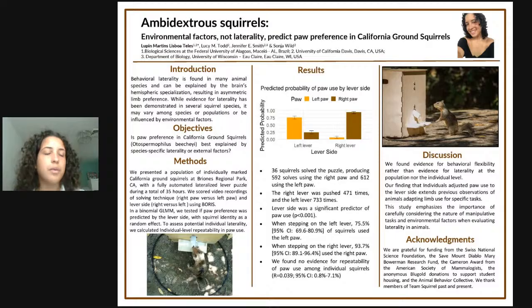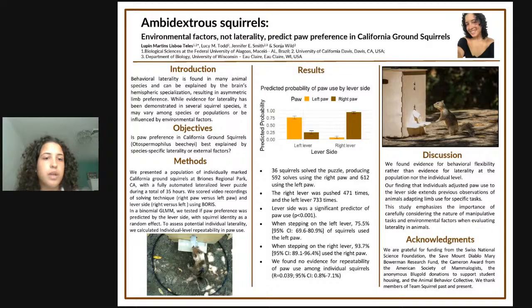With this, we had 3 boxes, totalizing 35 hours of video recording. After that, we scored the videos using the platform BORIS, where during our scoring, we would tell if they used the right paw versus the left paw and which lever side they pressed.